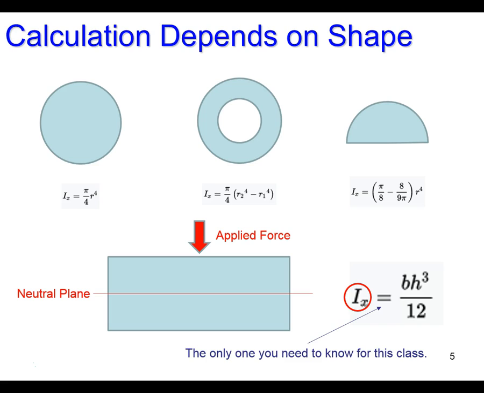Let's take a look at the specific example of how the direction of an applied force can change the area moment of inertia using the rectangular cross-section.